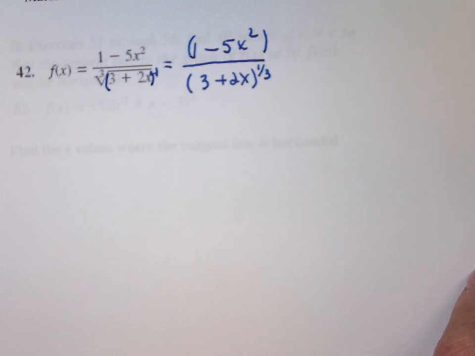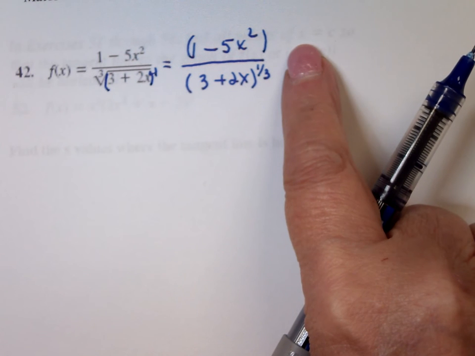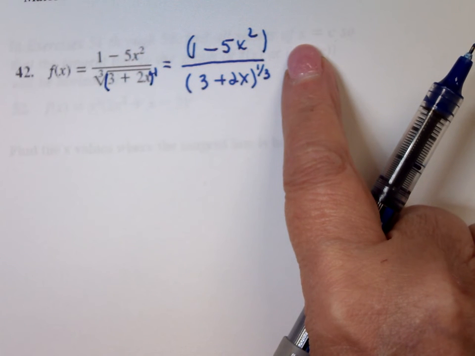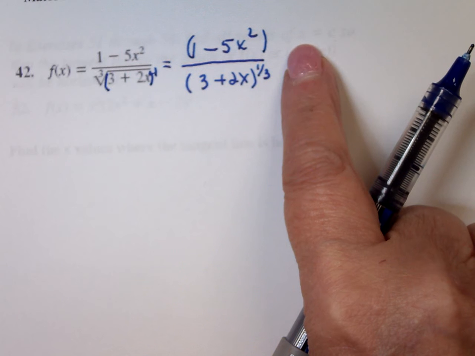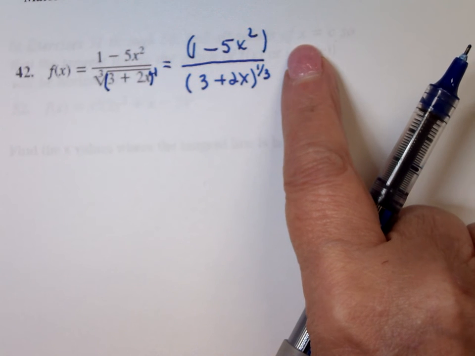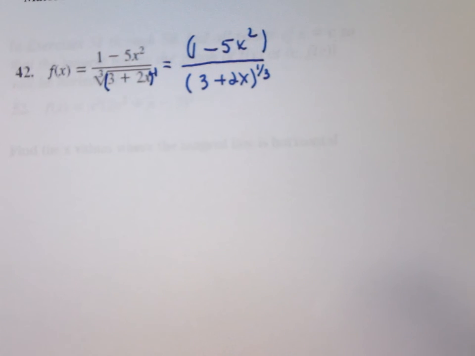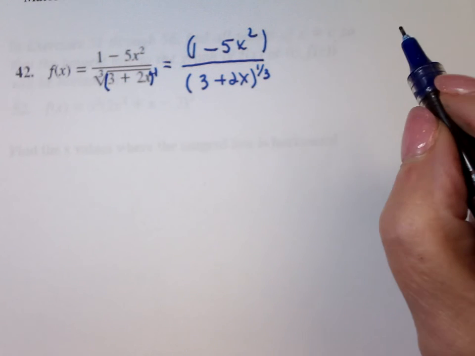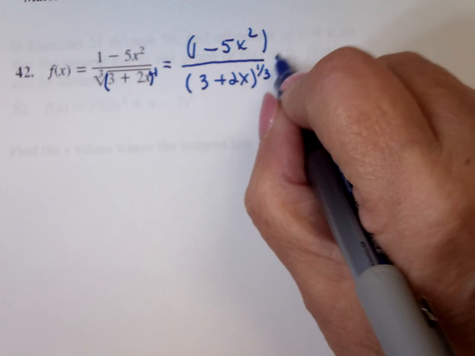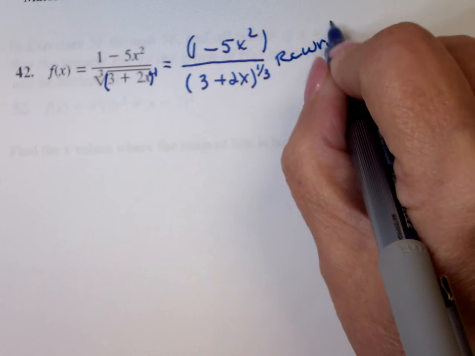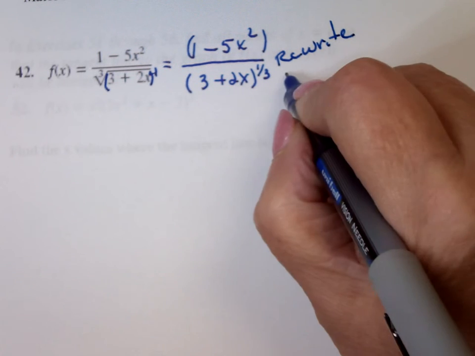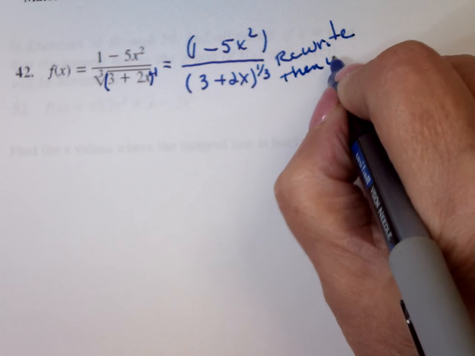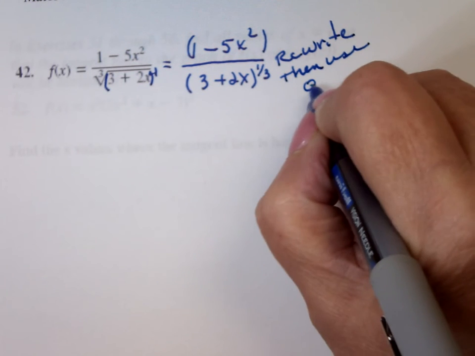Now, if you wanted to, you could move this up and then do 3 plus 2x to the negative 1/3 power and use product rule on it, which is what I would have done as a student because I couldn't remember quotient rule. So the first thing I did was I rewrote. Then I'm going to use quotient rule.